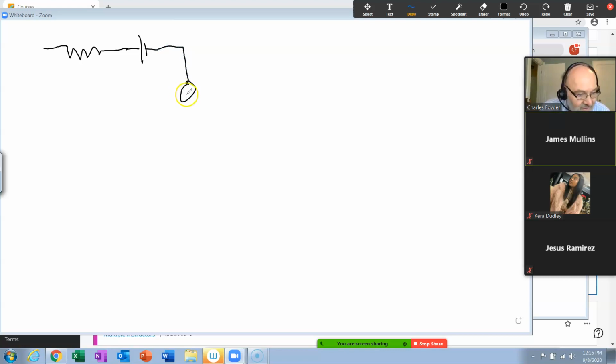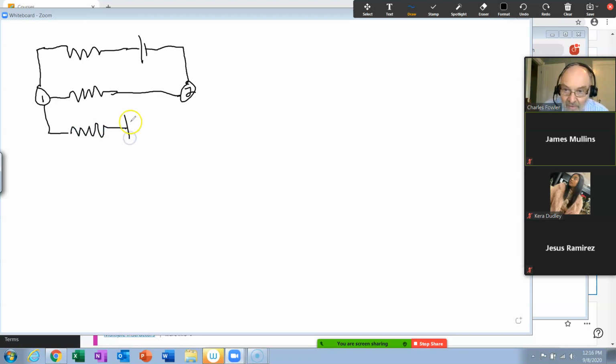Right here we have node or junction 2. Coming down from your starting point here, we have node or junction 1. Coming out of 1, we hit another resistor, and that goes all the way to node or junction 2. Leaving junction 1, we go down and over, hit another resistor here, and hit another battery here, and it comes up and hits junction 2.